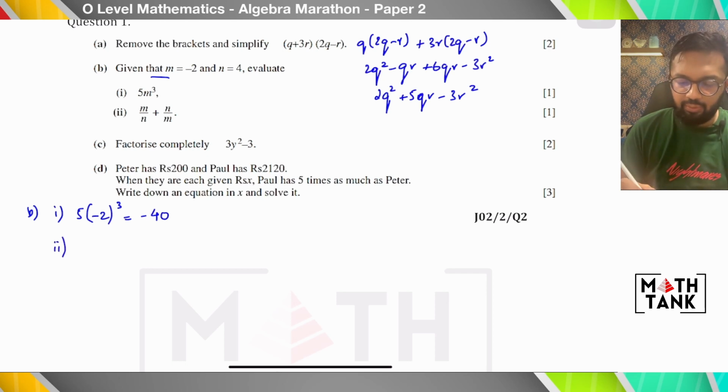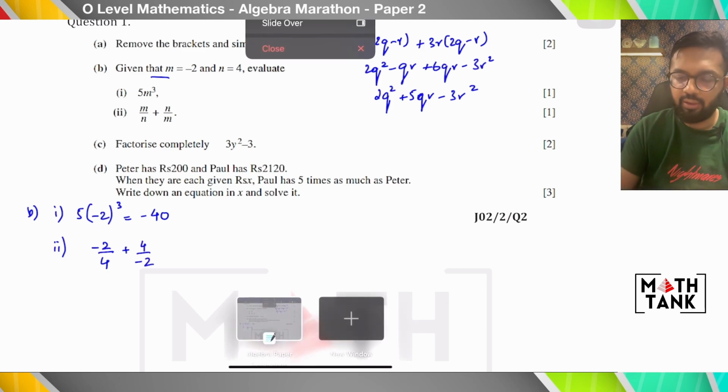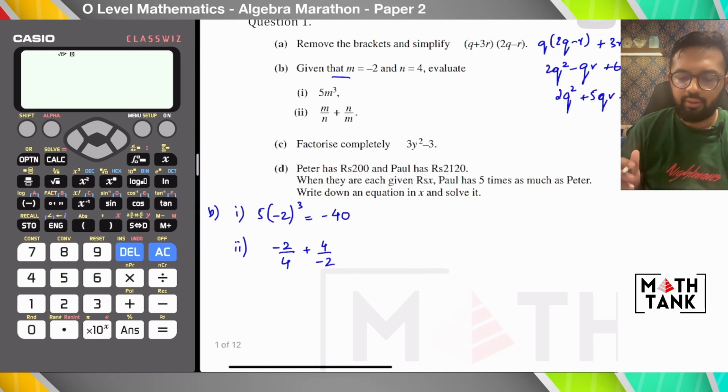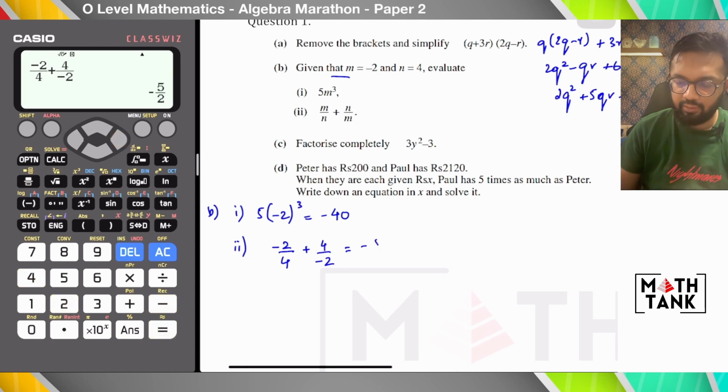Part 2 says m over n plus n over m. So again, I'm going to write minus 2 over 4 plus 4 over minus 2. Again, this is something the calculator can manage on its own. I hope everybody knows how. So that is my calculator. I can then go on and write this on my calculator. I can write minus 2 over 4 plus 4 over minus 2. That gives me minus 5 over 2, and that is my final answer.